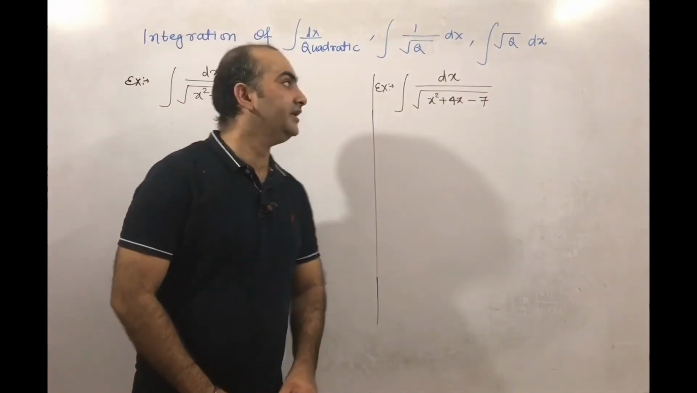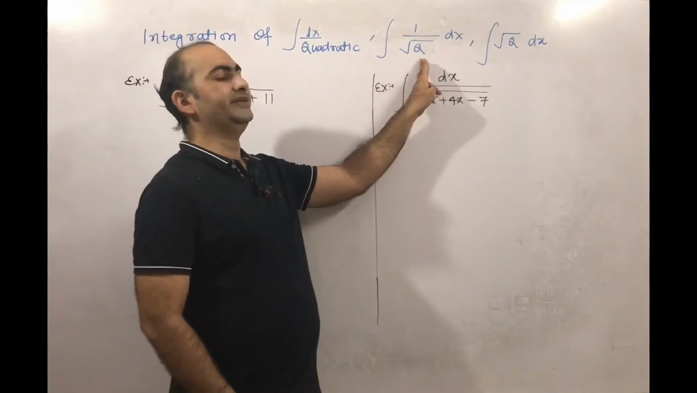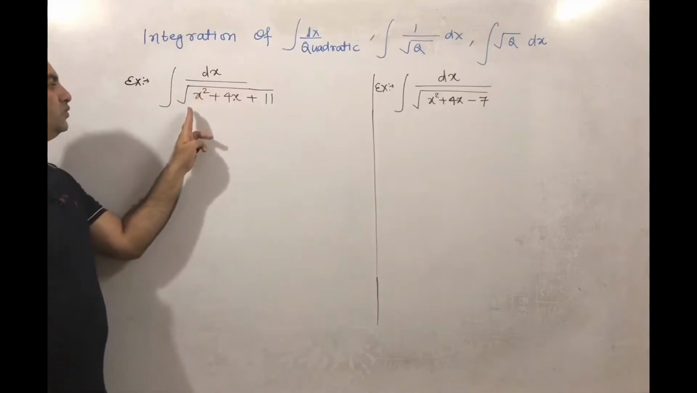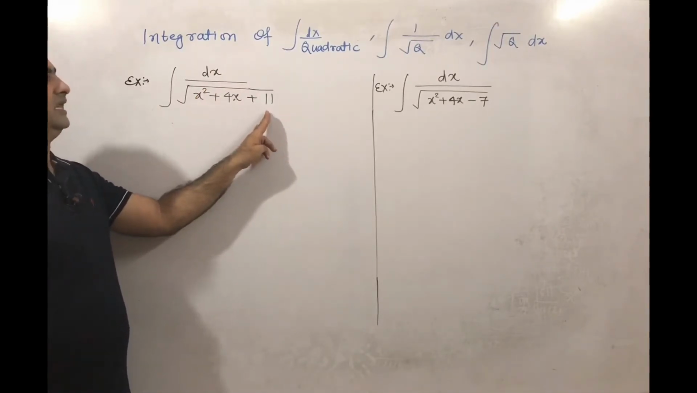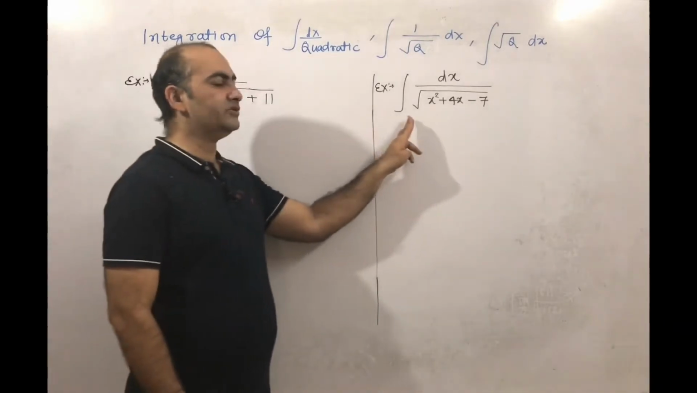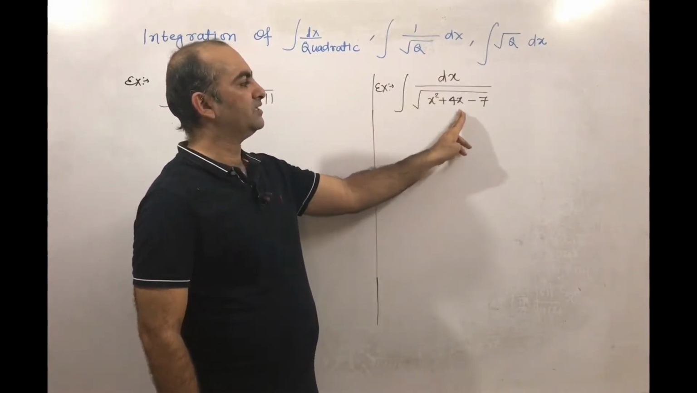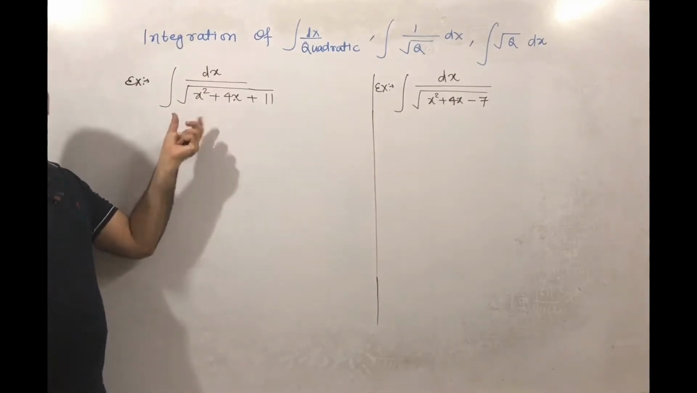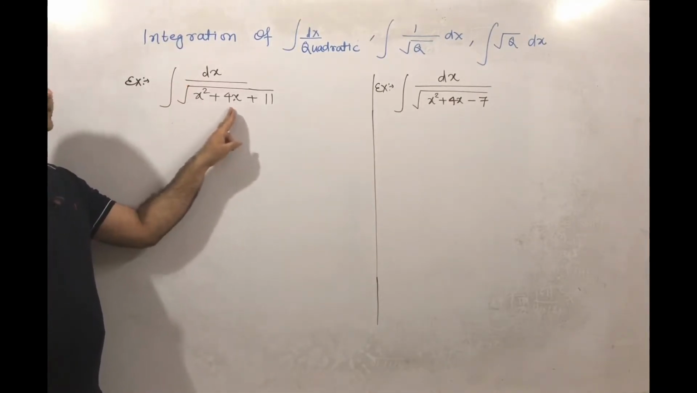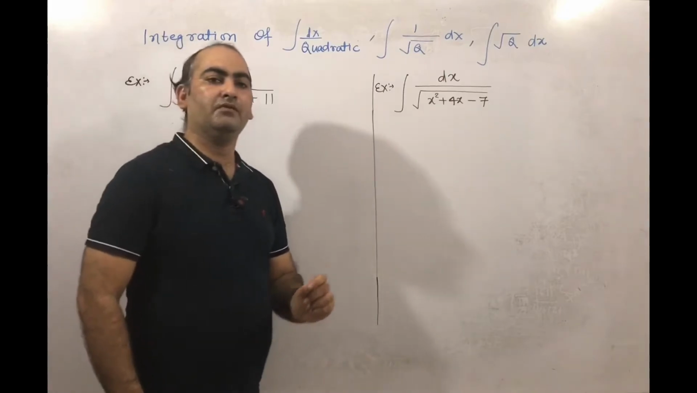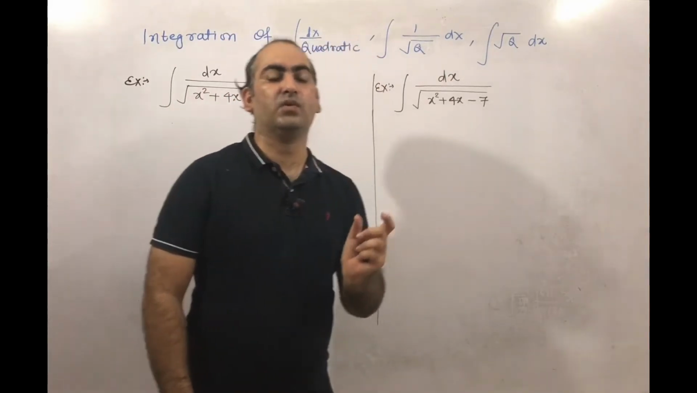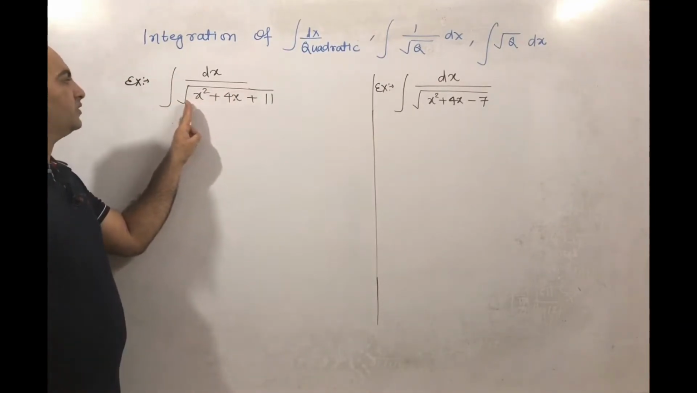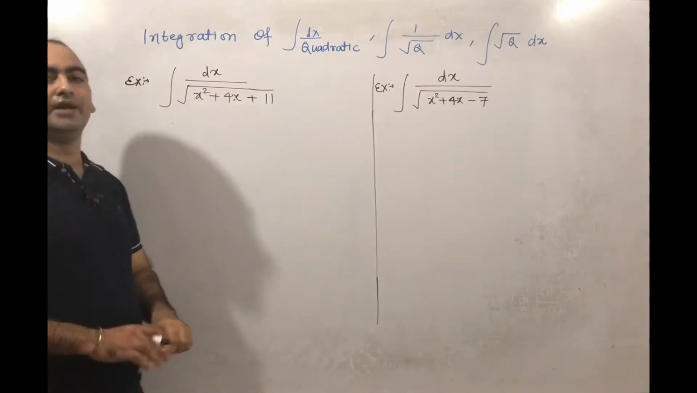Next we are discussing integration of 1 by root quadratic. For that we are taking the example integration of dx divided by root over x square plus 4x plus 11, and the second is integration of dx divided by root over x square plus 4x minus 7. First we are doing this one. First we make the coefficient of x square 1. If we check, the x square coefficient is already 1, so no need to do anything.